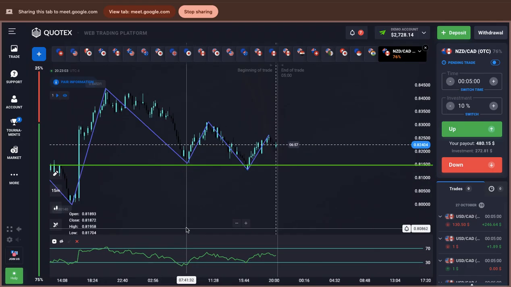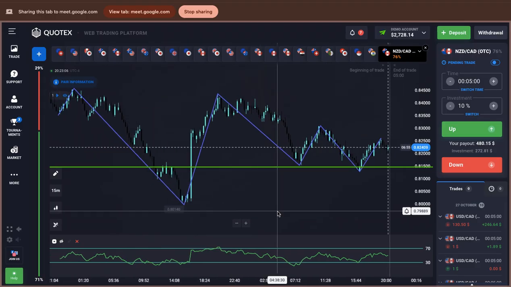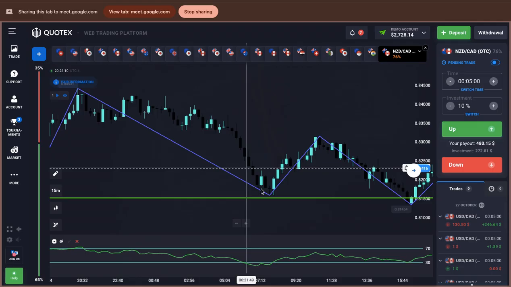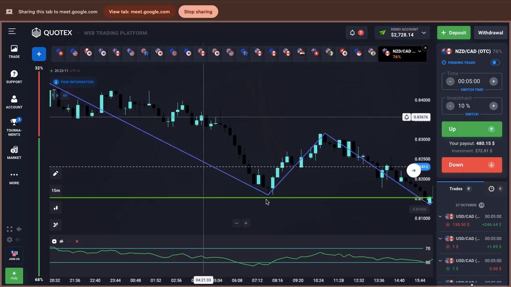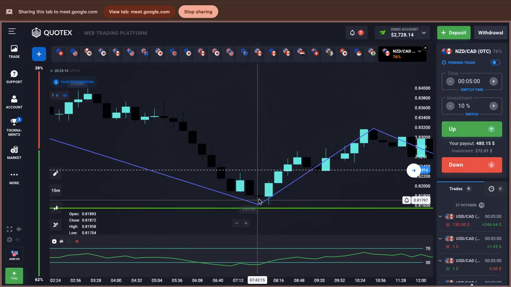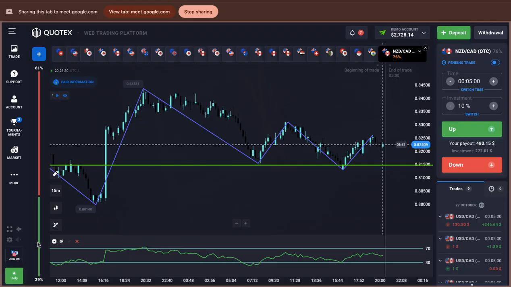That is number three. Where's the next one? I would like to see the market weakening coming down the road. So I would be waiting for it to come down. Ideally you're looking for little rejections like this. So that would be number four.